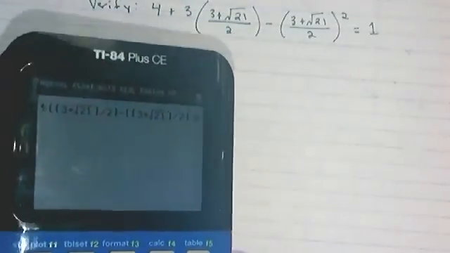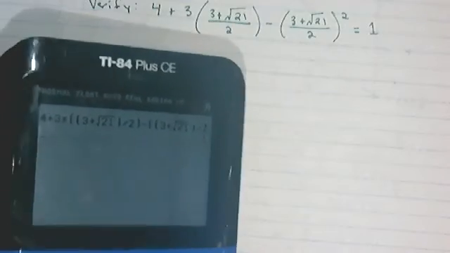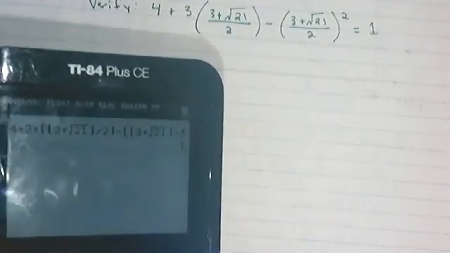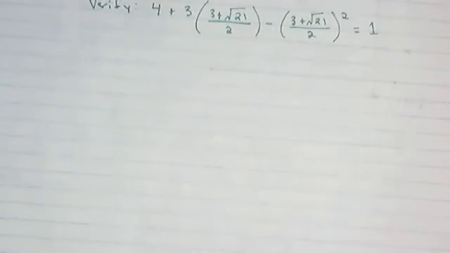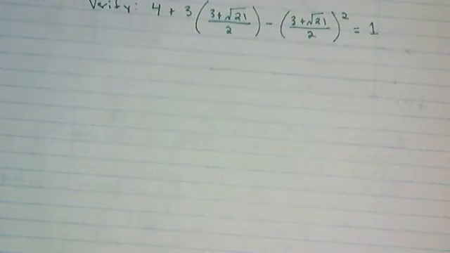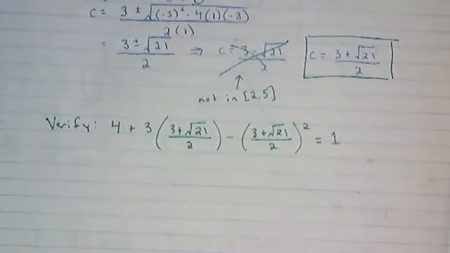Quick prayer to the calculus gods. Woo! Look at that. It worked. It gave us 1. We feel good about that value. Whew. So therefore, C equal to 3 plus the square root of 21 divided by 2 is the promised C value as promised by the IVT.